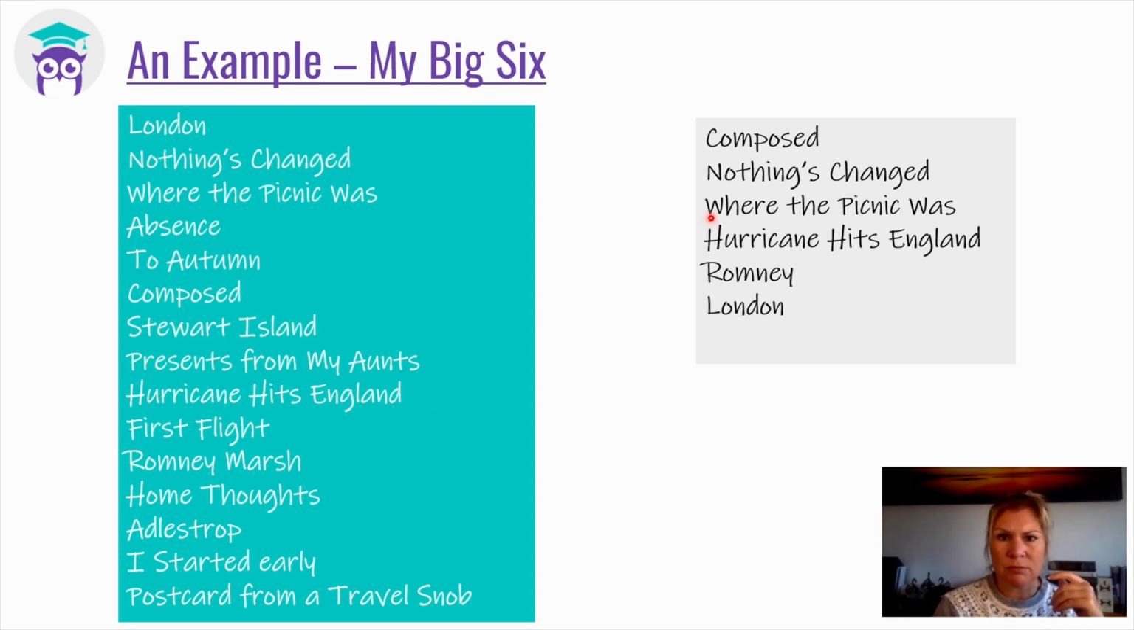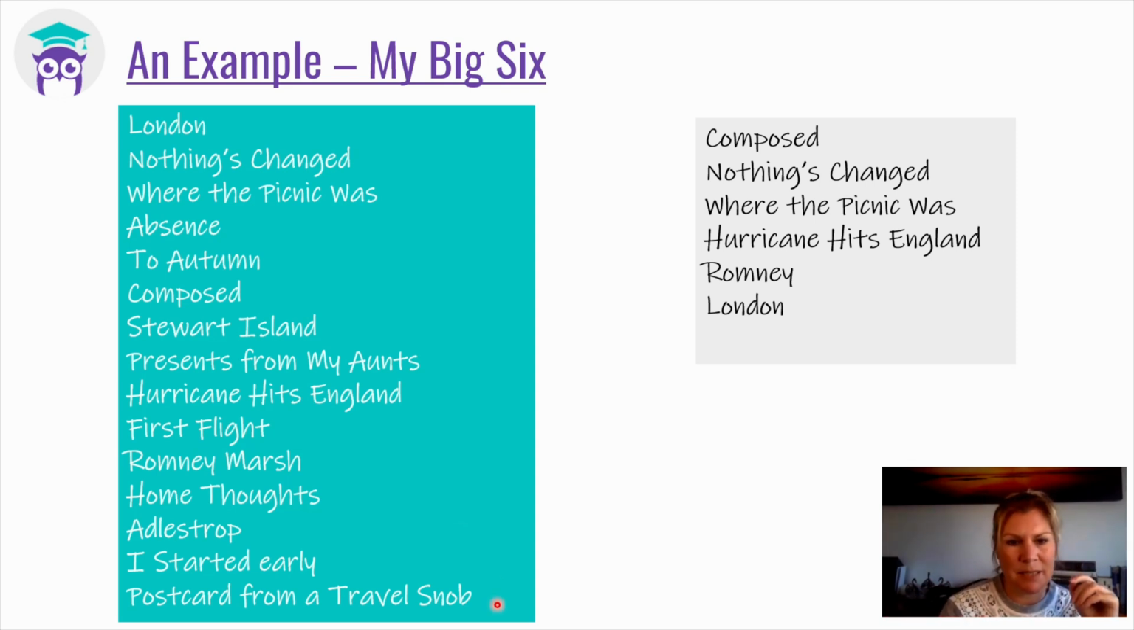Romney Marsh, Composed or Picnic. Home Thoughts, Romney Marsh. Adlestrop, Romney Marsh, Composed. I Started Early, tricky. I Started Early, possibly again, power of nature, so I might go Hurricane Hits England, or a sense of journey and learning about yourself, maybe Romney.